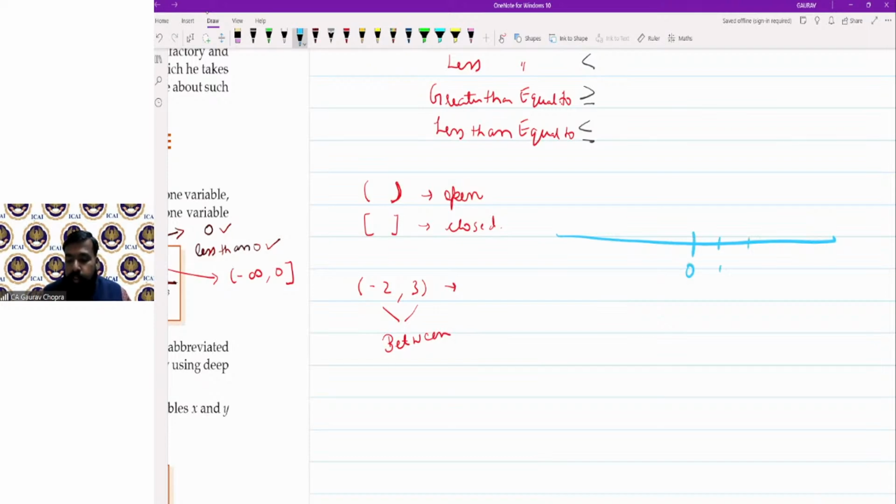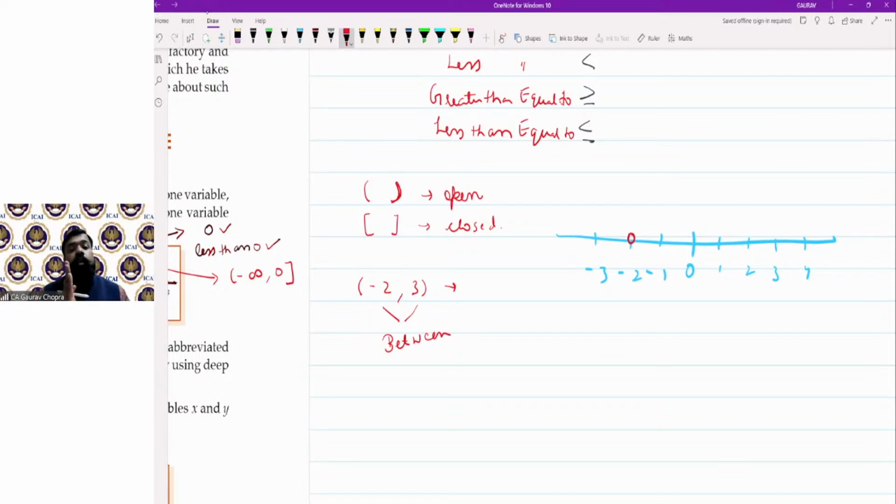0, 1, 2, 3, 4, -1, -2, -3. So now here, how to mark this? So -2 and open bracket is written. Open bracket means this -2 should not be included. Only less than -2 will be included.